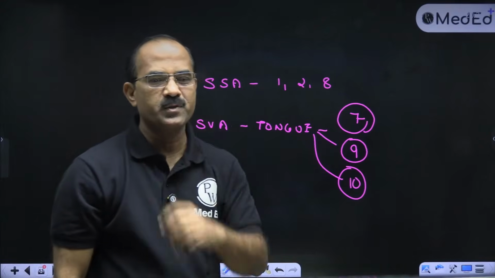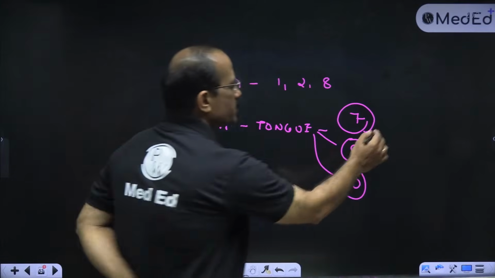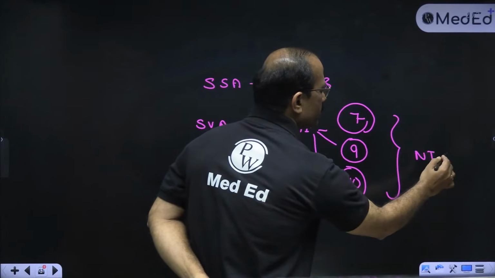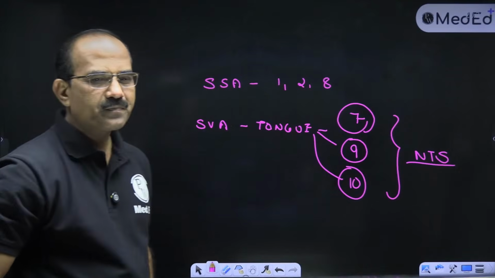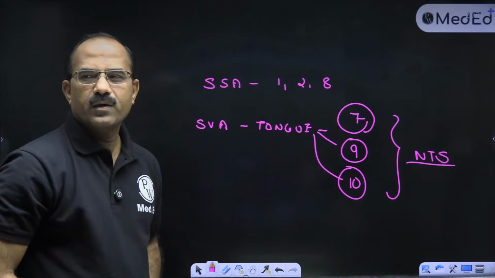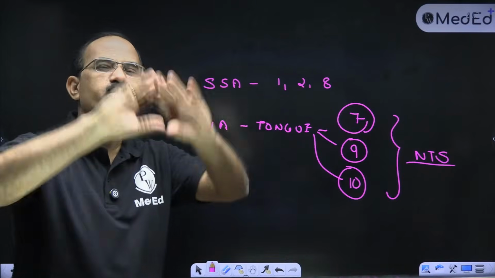Okay, there's a common nucleus for the 7th, 9th, and 10th nerves. What is this nucleus? This is the nucleus of tractus solitarius. That's the nucleus of tractus solitarius. Fine. Clear to all of you?